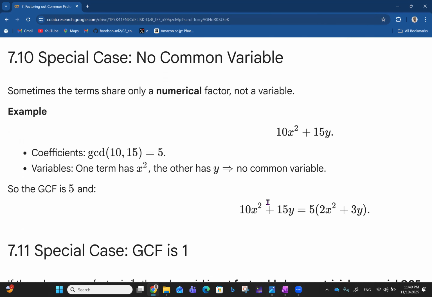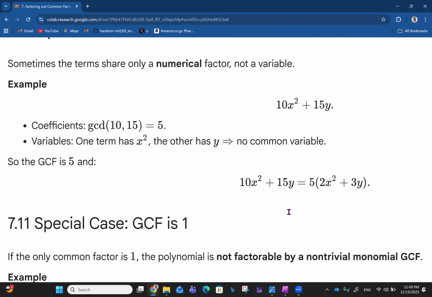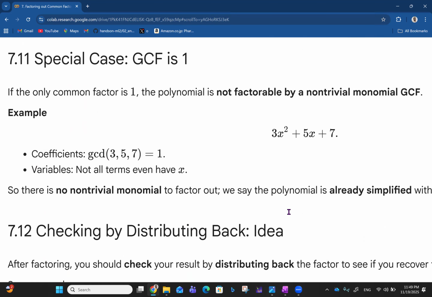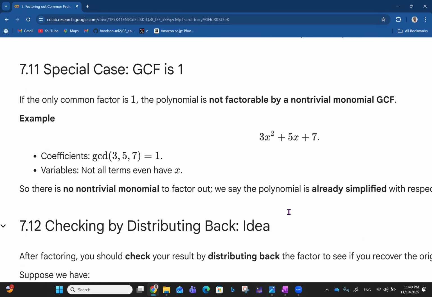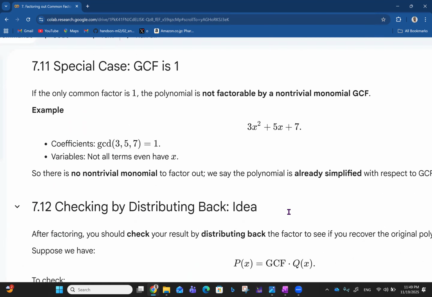That's all. So you have 10x squared plus 15y equals 5 into 10 over 5, that's 2x squared, and 15 over 5, that's 3, and with the y, like that. Okay? So these are basic, these are more like high school stuff. That's why I'm really just breezing through.